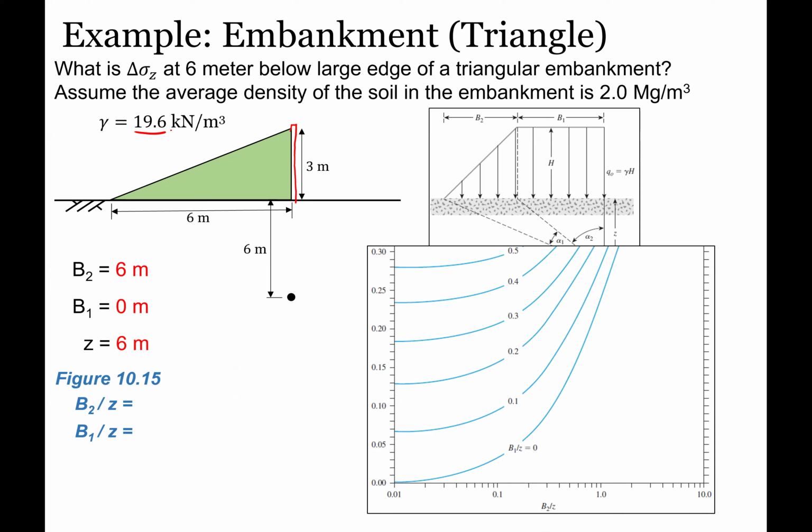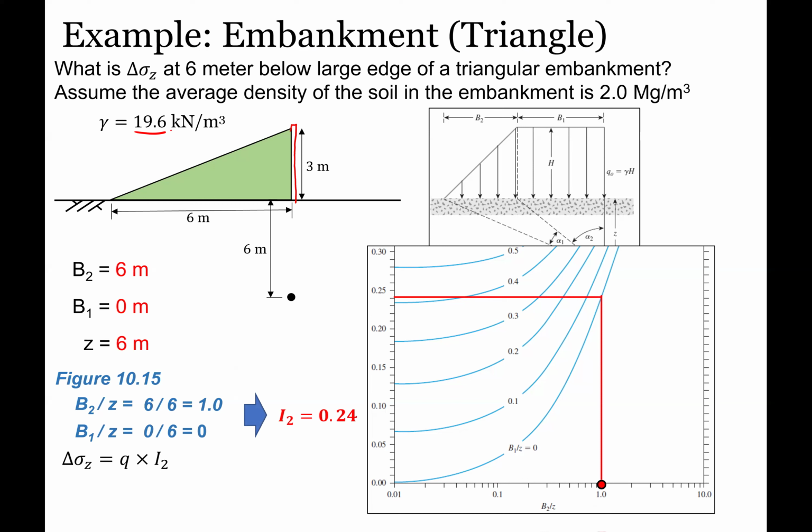So for this, then we would look for the 6/6. So this is still that depth ratio B2 over Z. That's going to be 1. But now for this 0/6, this is going to be our 0. So we'll read this up onto this very bottom contour and then read over, and we have an influence factor of 0.24. Now, in order to find the increase of vertical stress, this is our Q times that. So same Q because it's 19.6 times 3, and then times this influence factor of 0.24.